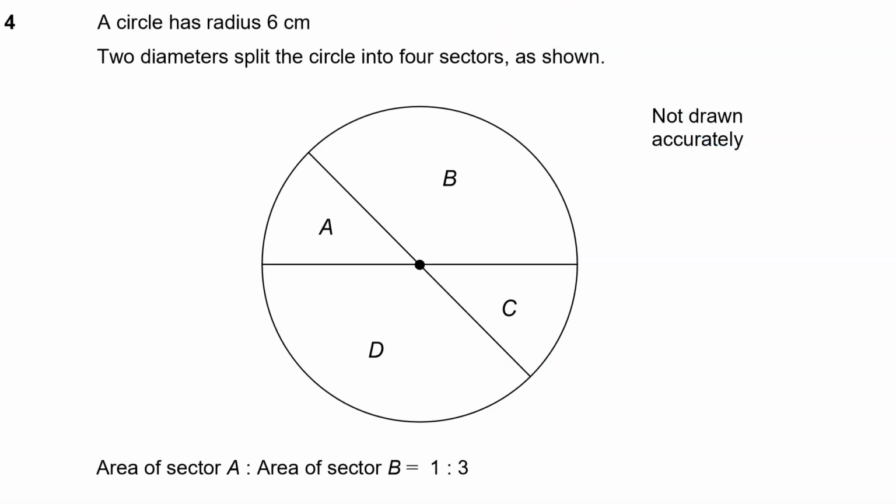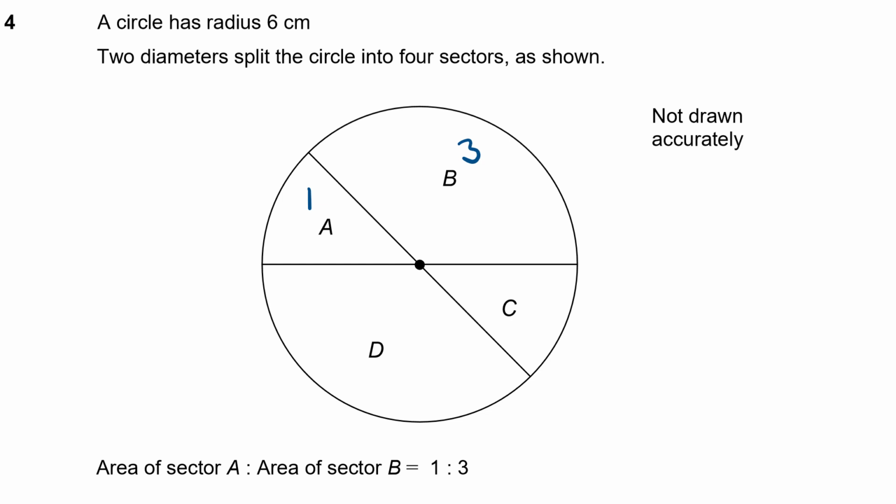Question 4. A circle has radius 6 centimeters. Two diameters split the circle into 4 sectors as shown, and we're told that the ratio of the area of sector A to the area of sector B is 1 to 3. So for every one part you've got here, you've got 3 parts here.